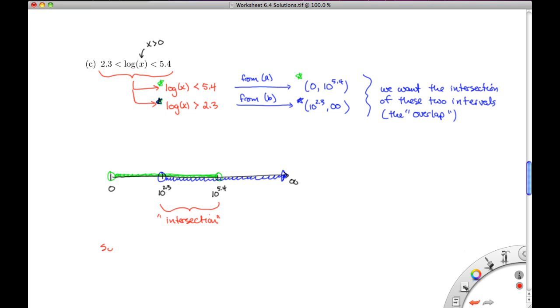So our solution to this original inequality in part C would be from 10 to the power of 2.3 to 10 to the power of 5.4. And that would be our answer. So we're lucky that we already did parts A and B. Otherwise, we would have had another 2 inequalities to have to solve in the same manner that we did for part A and for part B.